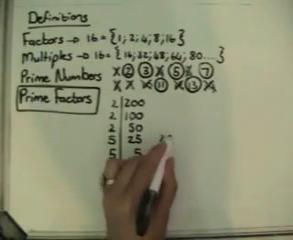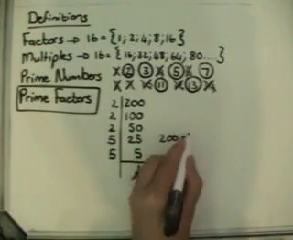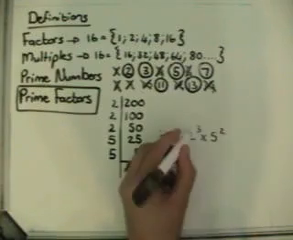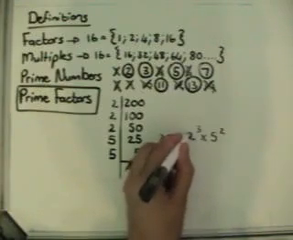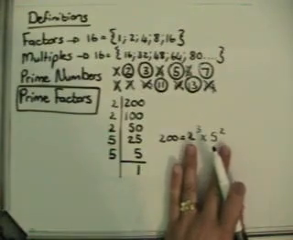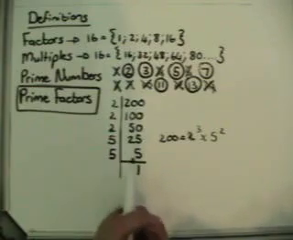Then I can say that 200 is equal to 2 to the power of 3 times 5 squared. And you will hear me refer to this a lot. This is 200's prime factor form, and we will use prime factor form quite a lot.